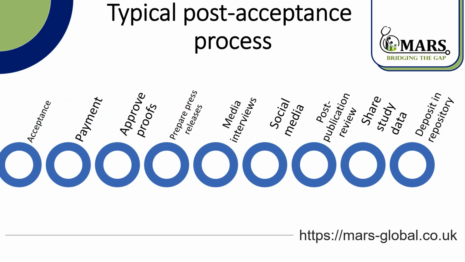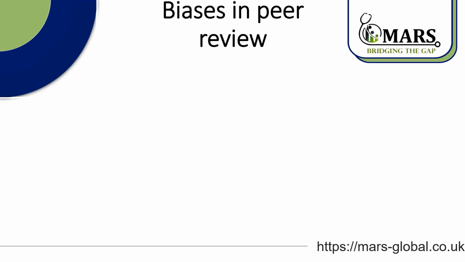After acceptance of the article, the author should pay open access publishing charges, then approve edited proofs of the article, help to prepare press releases, and then give media interviews for spreading the information about the article. The author may use social media like blogs, Twitter, and email sharing, then respond to any post-publication review, share the study data, and the final step will be the deposition of the article in the repository.